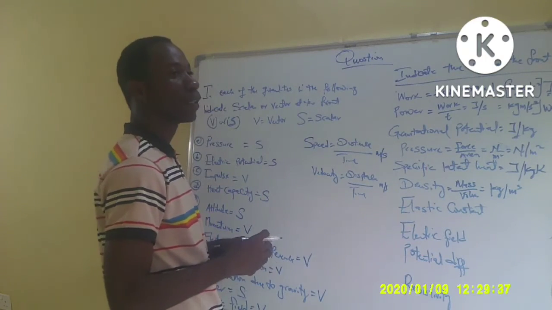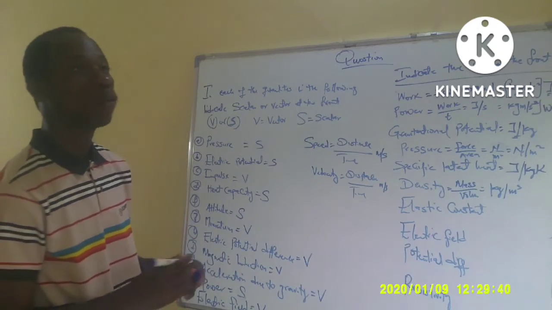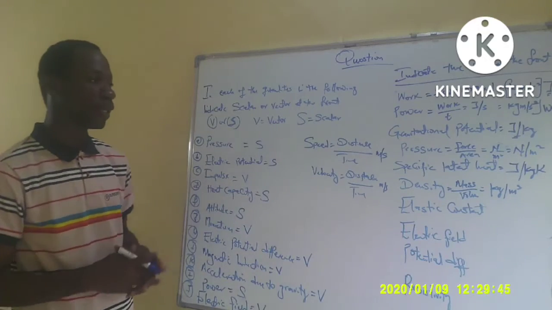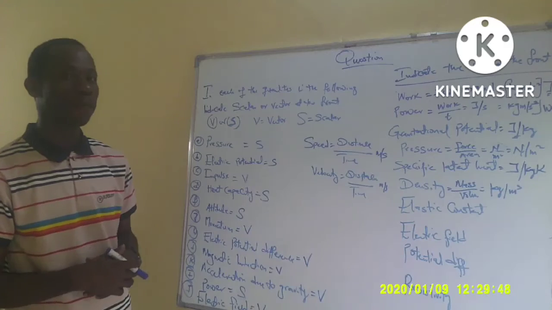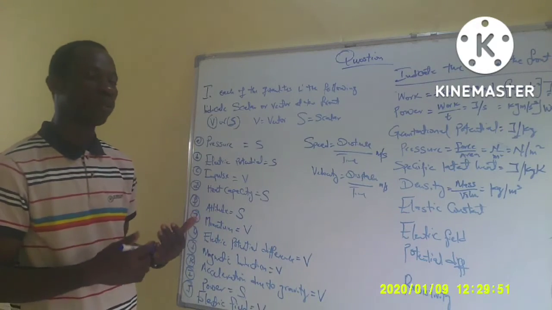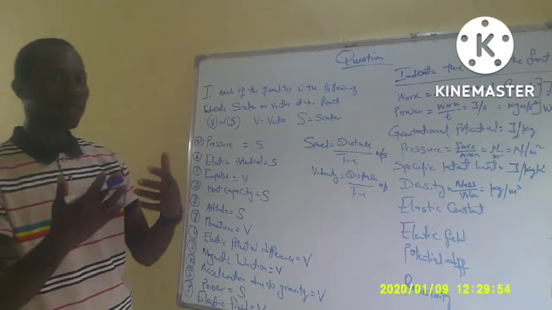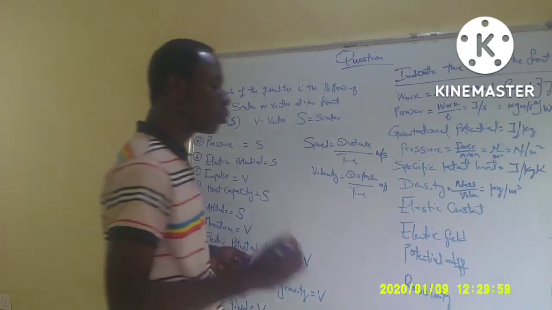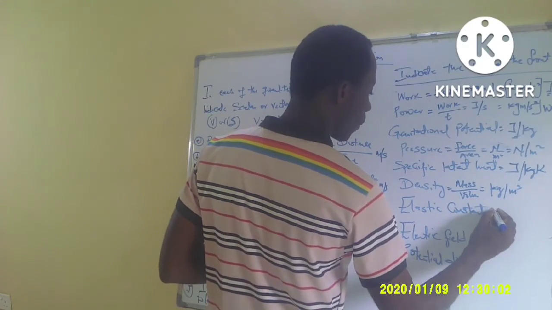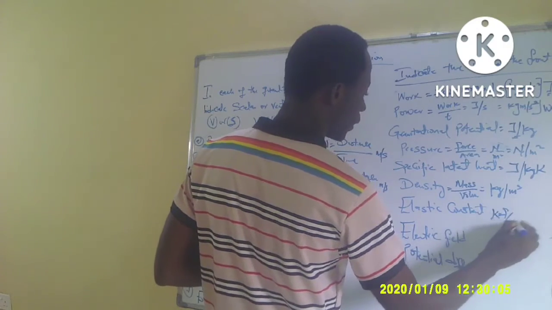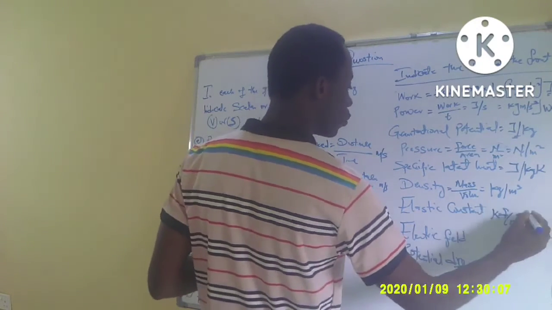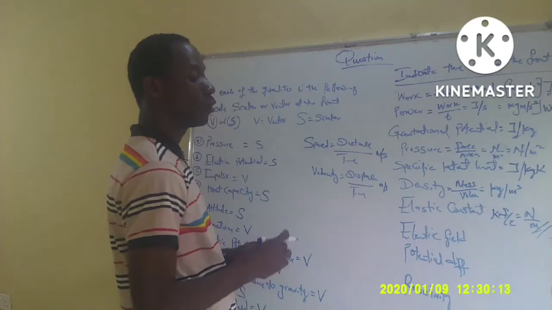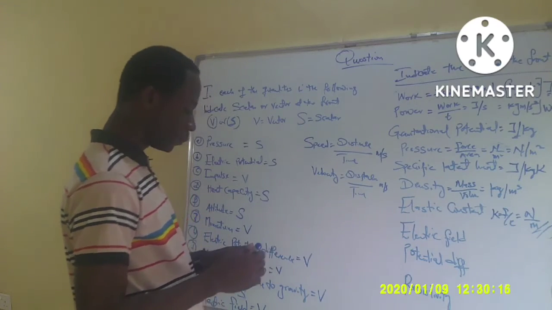Then elastic constant. This is deduced from Hooke's law. Hooke's law states that the force on an object depends on the extension. Now we have F equals K E, the product of the constant and the extension. So the constant K is the ratio of the force to the extension, K equals F over E. The force is in Newton and the extension is in meter. So the unit of elastic constant is Newton per meter.